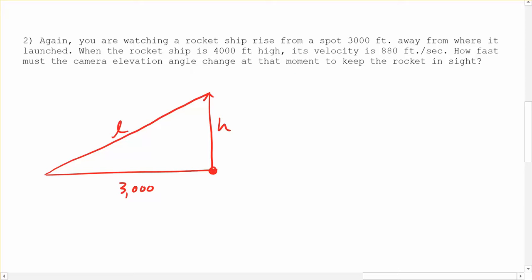There's something else that you need to measure, or label: the angle. So you need to call this what? Let's call it theta. You need those things right there. So now, let's go with what we know and what we want.